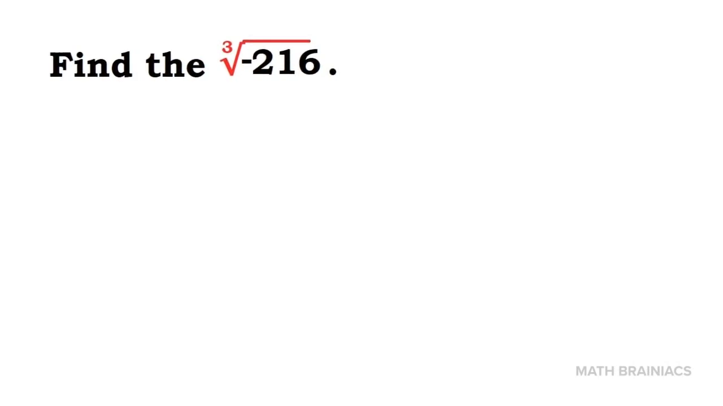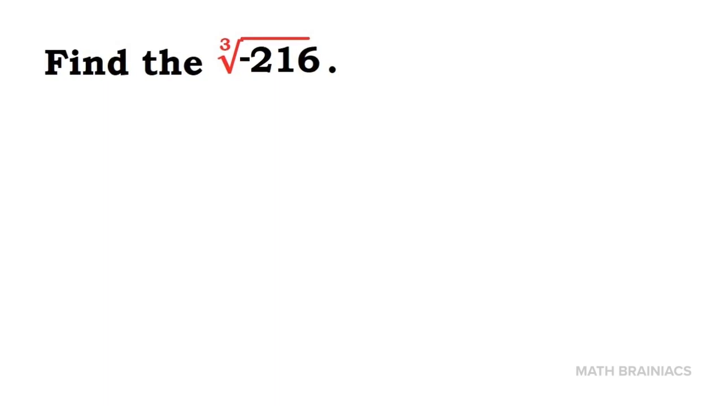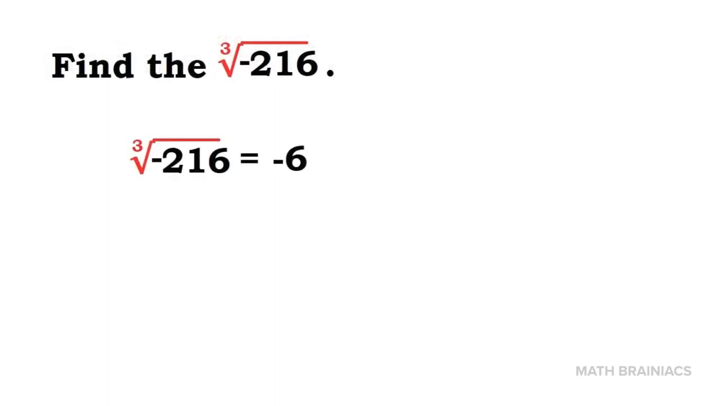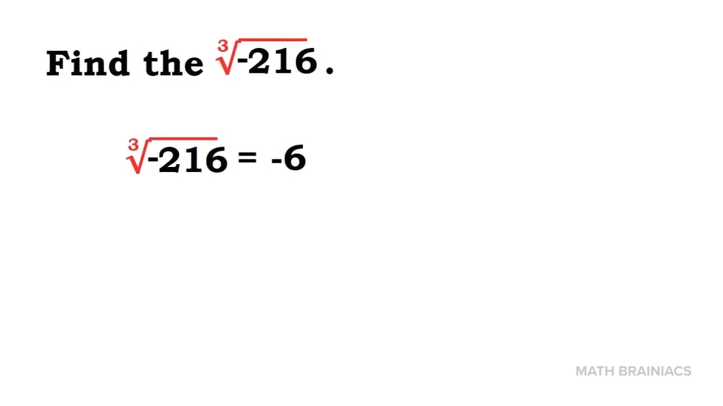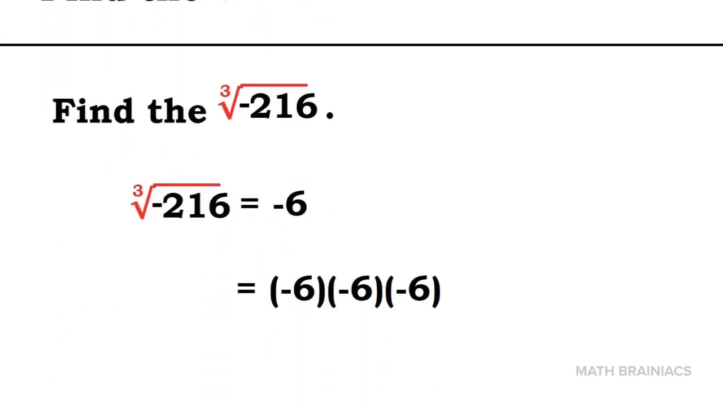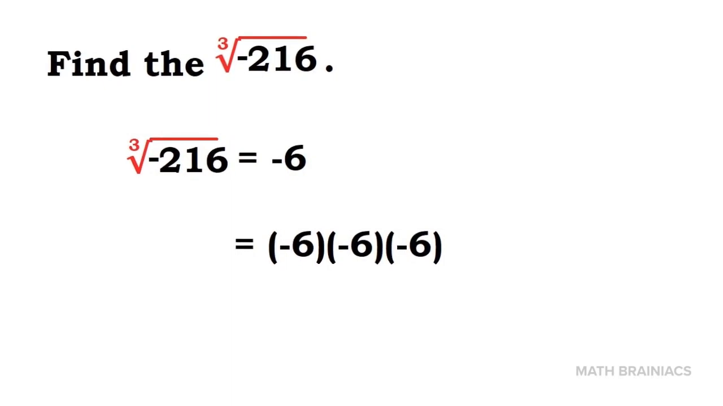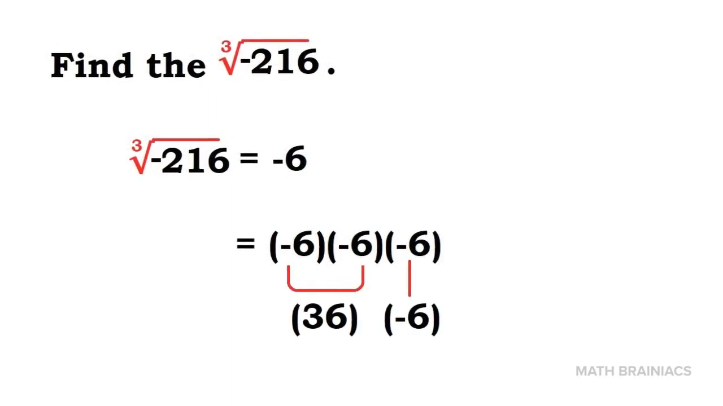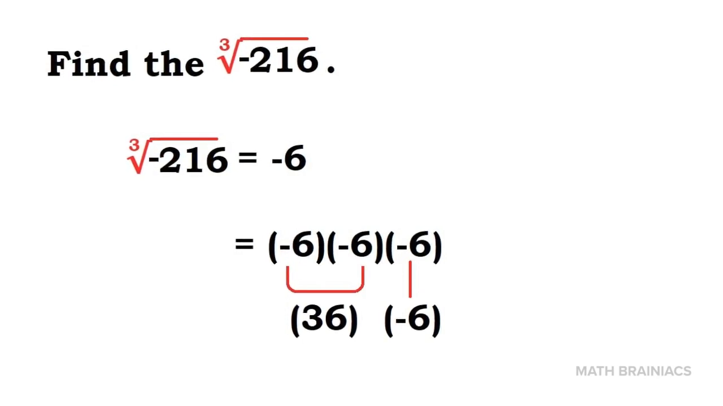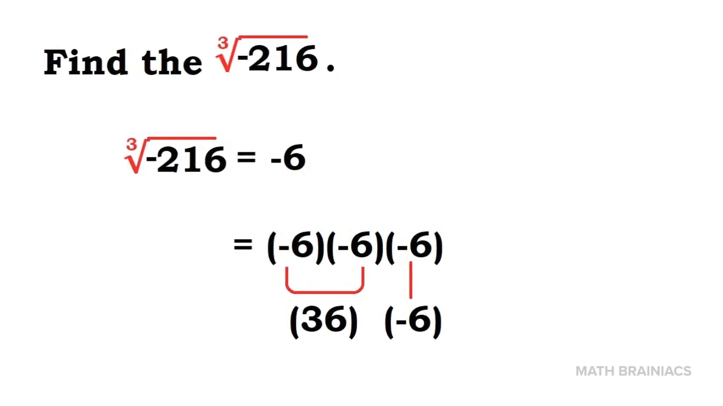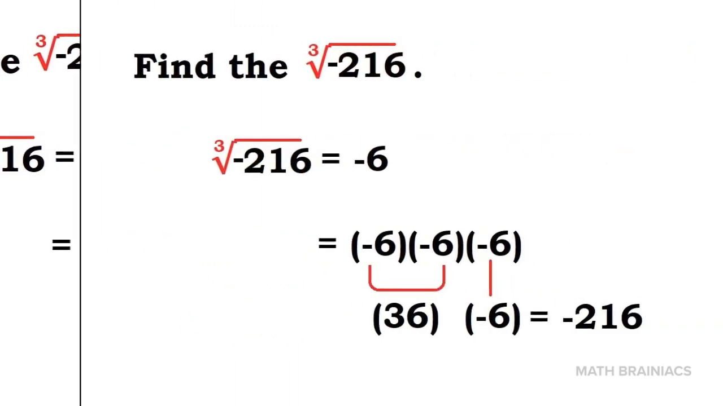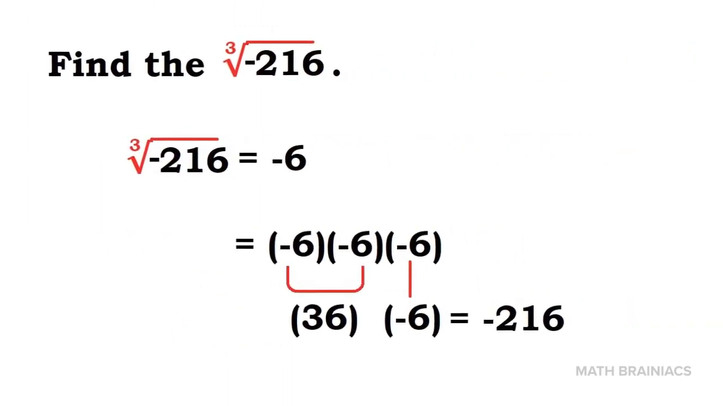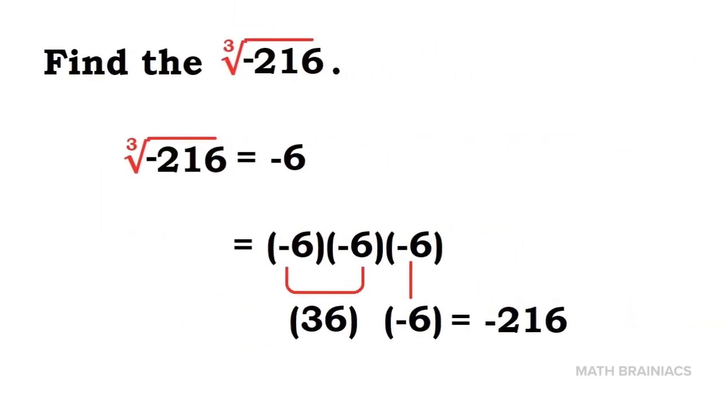What if we have a cube root of a negative number? Let us work on this example. Find the cube root of negative 216. Our answer will be negative 6. Let us multiply negative 6 three times. Negative 6 times negative 6 will give us positive 36, times negative 6 will give us negative 216. Do you get it?